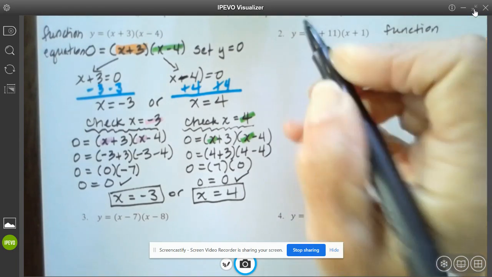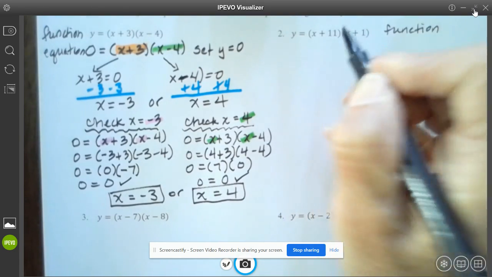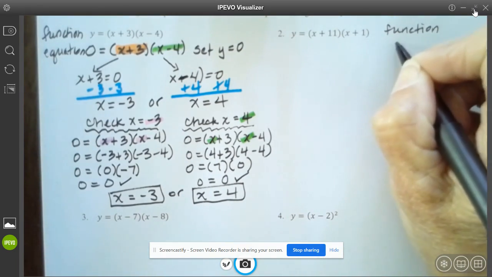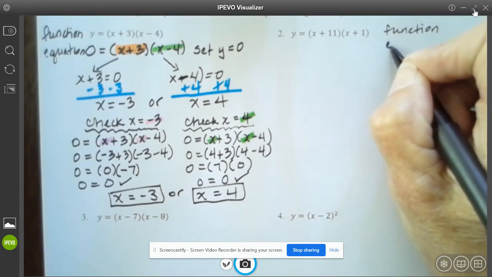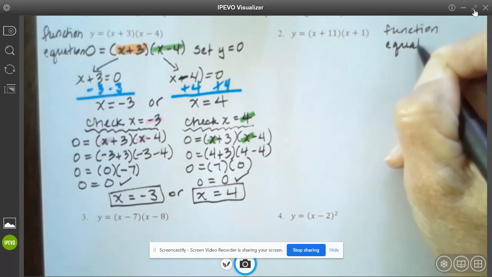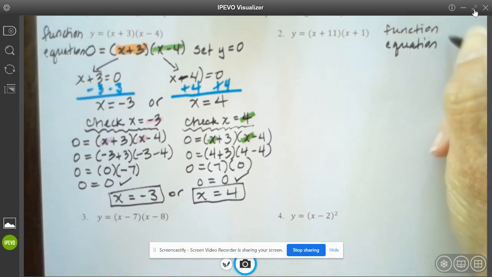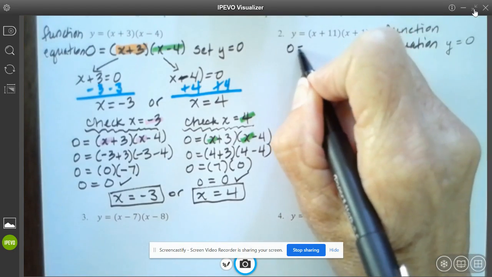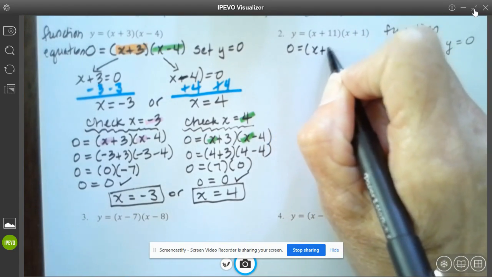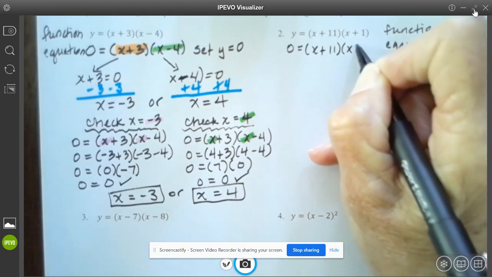It's a function because it's a y equals based on x. To set up the equation, you have to get y to be 0. So we're going to substitute 0 equals x plus 11 and x plus 1.